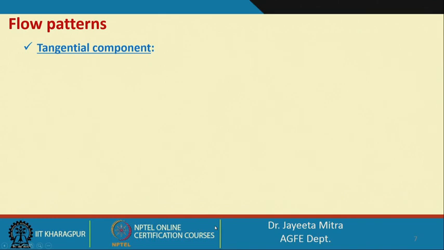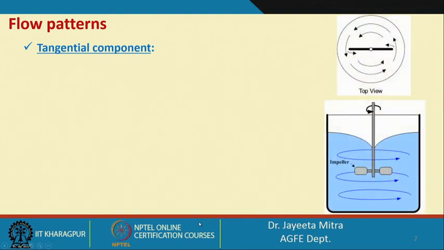Now, if we see the tangential component, you can see the flow pattern will be like this. Here is a tank and there is an impeller which is quite high from the bottom of the tank. And this impeller, which is rotating, is circulating the liquid in a tangential direction. So, if you see the top view, the motion of the liquid particles is in a tangential fashion.